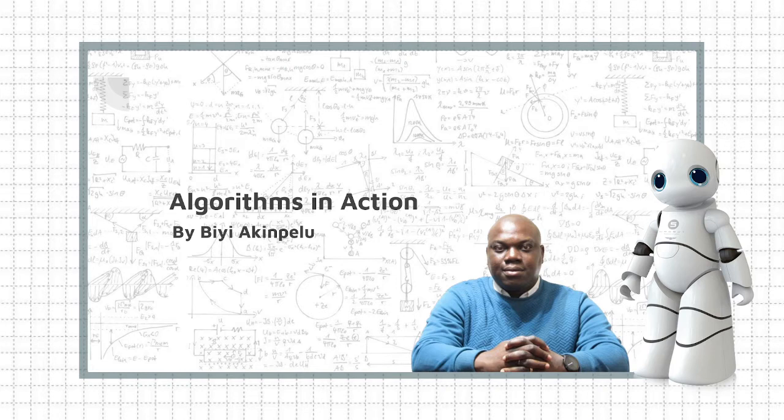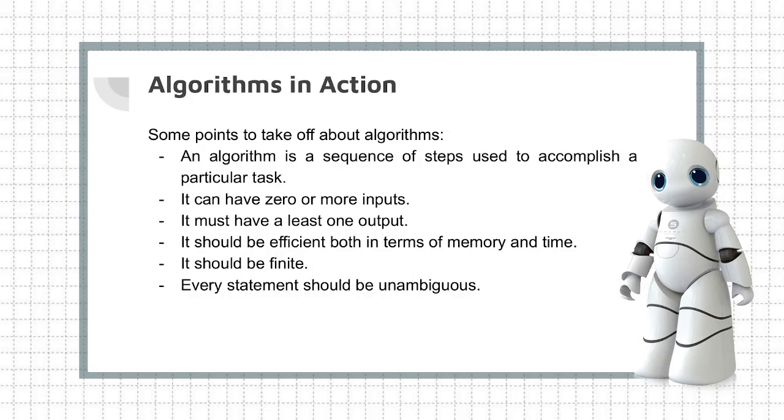results. Some points to take note of about algorithms. An algorithm is a sequence of steps used to accomplish a particular task. It can have zero or more inputs. It must have at least one output. It should be efficient both in terms of memory and time. It should be finite. Every statement should be unambiguous.